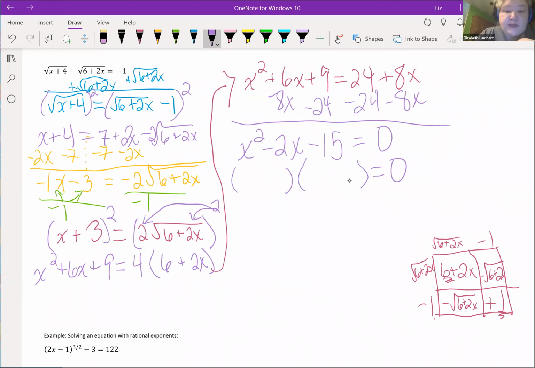In fact, I can really only think of 5 and 3. And since it's a negative 2x, I make the bigger number negative, the other one positive. Adds to a negative 2, multiplies to a negative 15. That is indeed our factored form.